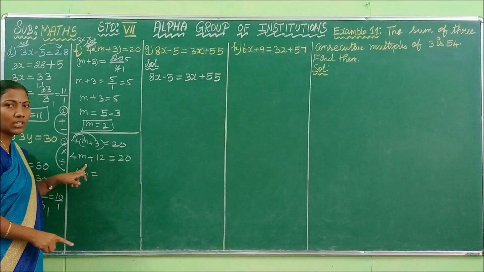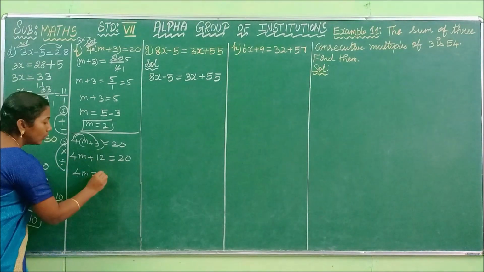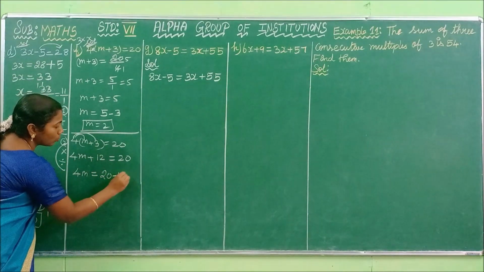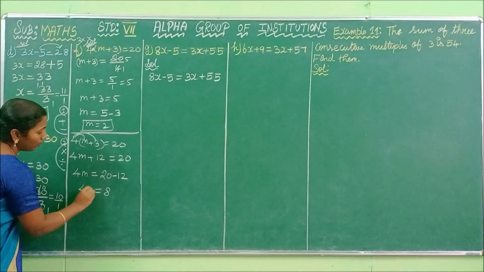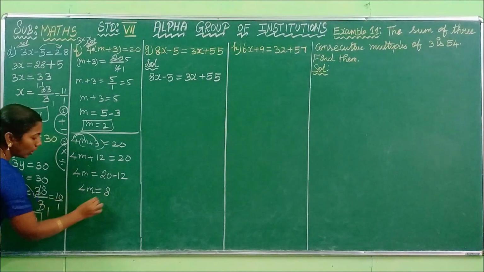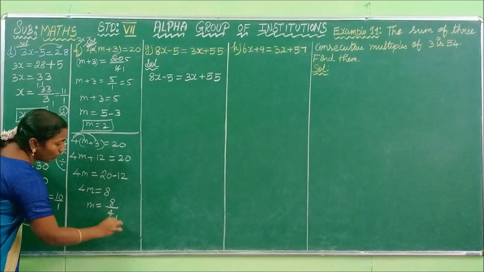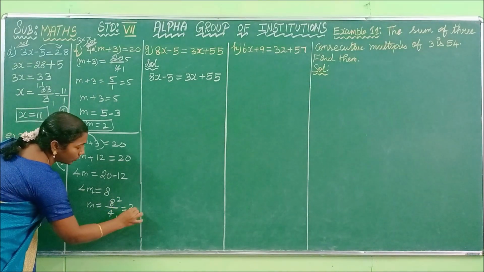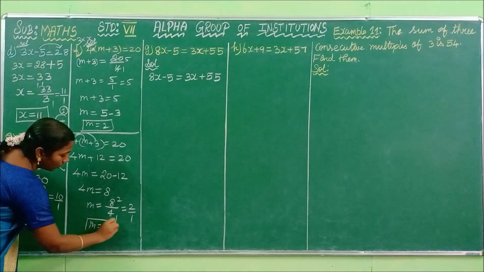Here 12 is in the process of addition. So you have to bring the term first to the right hand side. So 20 minus 12, what is your answer? 8. So 4m equal to 8. We have to find the value of m. So bring the 4 now to RHS. So m equal to 8 by 4. 1 4 is 4, 2 4s are 8. So 2 by 1 can be written as 2. Thus m equal to 2.